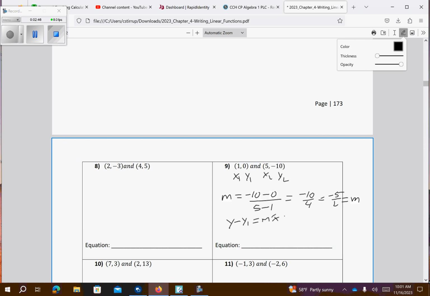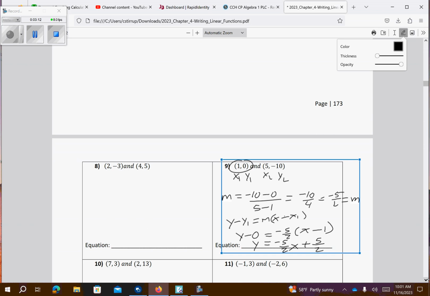y minus y1 equals m times x minus x1. We're going to take my x1, y1, plug it in. So I'm going to get y minus 0 equals slope negative 5 over 2 times x minus 1. Distribute the 5 halves over, so y minus 0 is just y. Then I get negative 5 over 2 x plus 5 over 2. Just leave it as a fraction, you're okay.